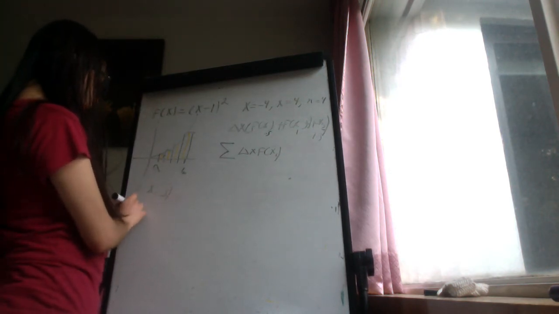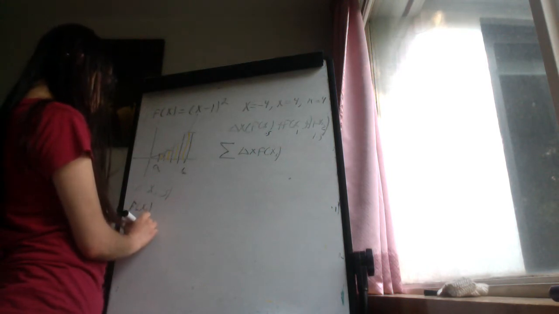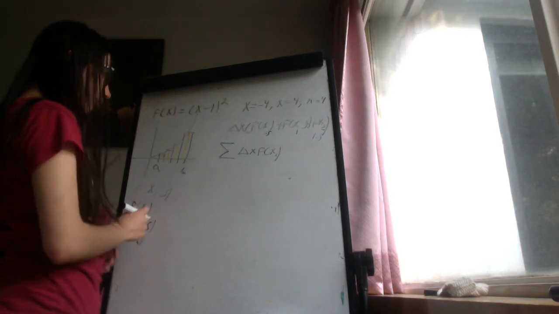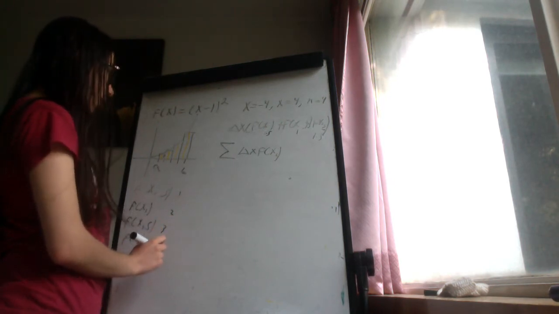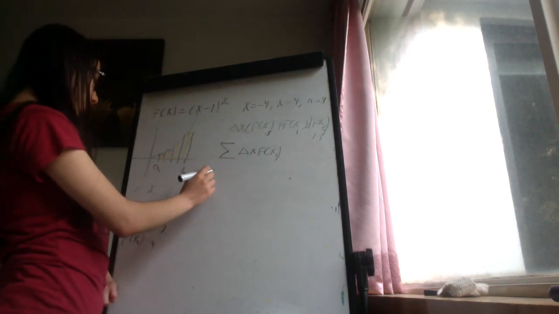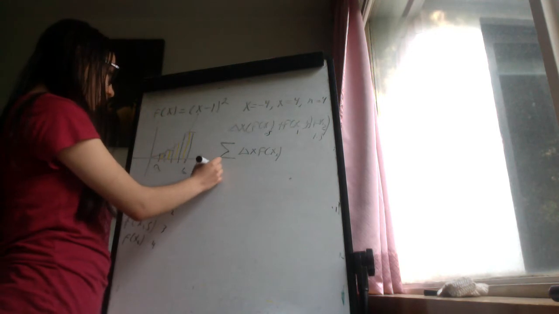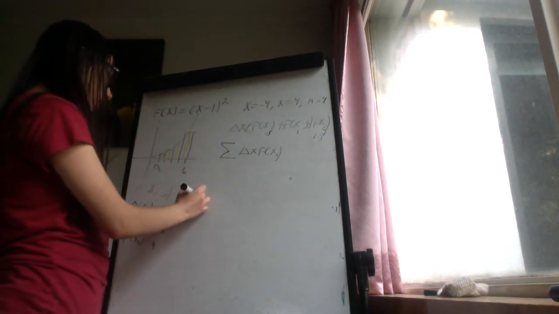Now, the next one will be f of x sub 1. This is the height, f of x sub 1. Next is f of x sub 1.5, etc. These are the heights, and f of x sub 2. This is the first term, the second term, the third term, and the fourth term. So what is it if we begin from i equals 0. So when i is equal to 0.